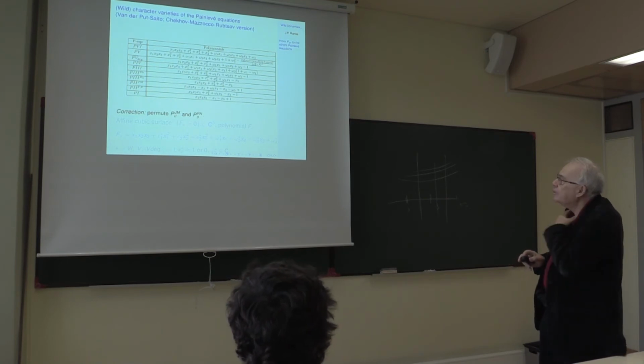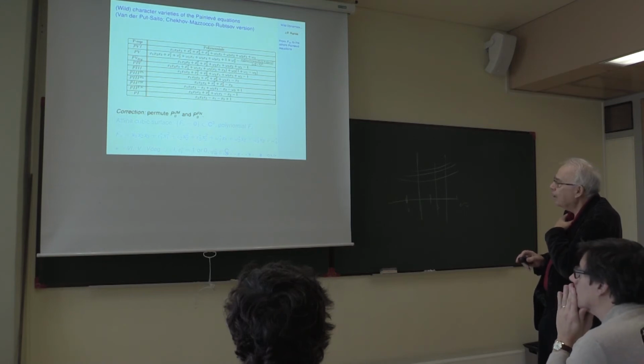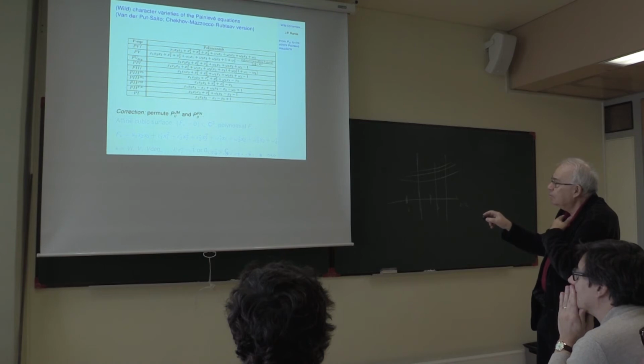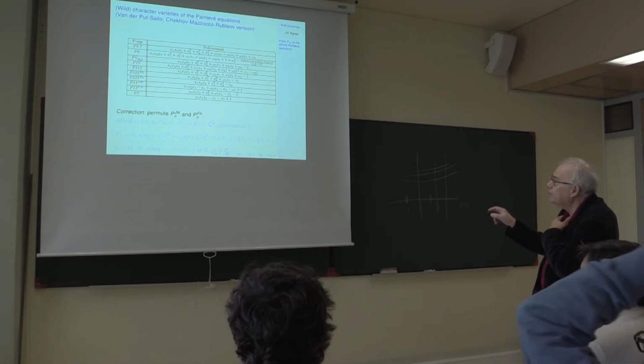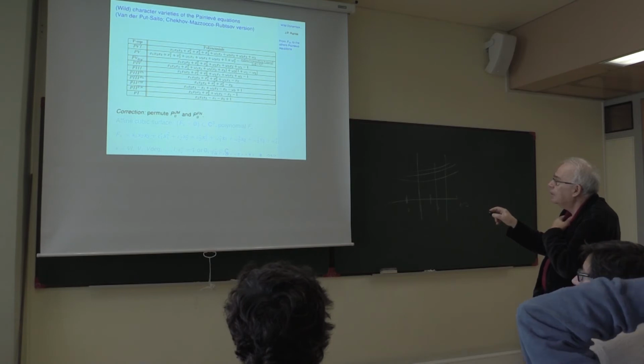Here you have the table of the character varieties of all the Painlevé equations. It comes from a paper by Chekhov, Mazzocco, Rubtsov. There is a mistake, so you have to permute the 2 models of P2. So, Newell-Flaschka model of P2, or is it P2? My model is, you have to permute these 2 models. So I will use this model.